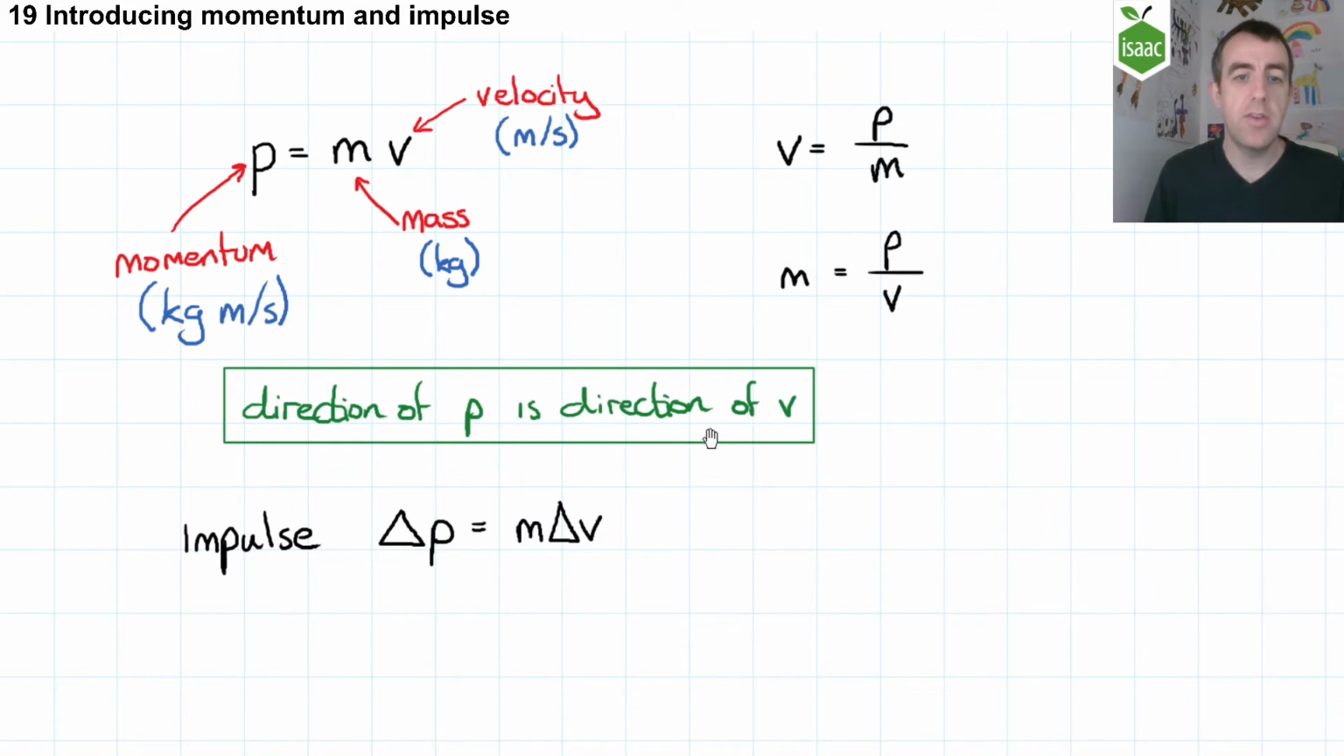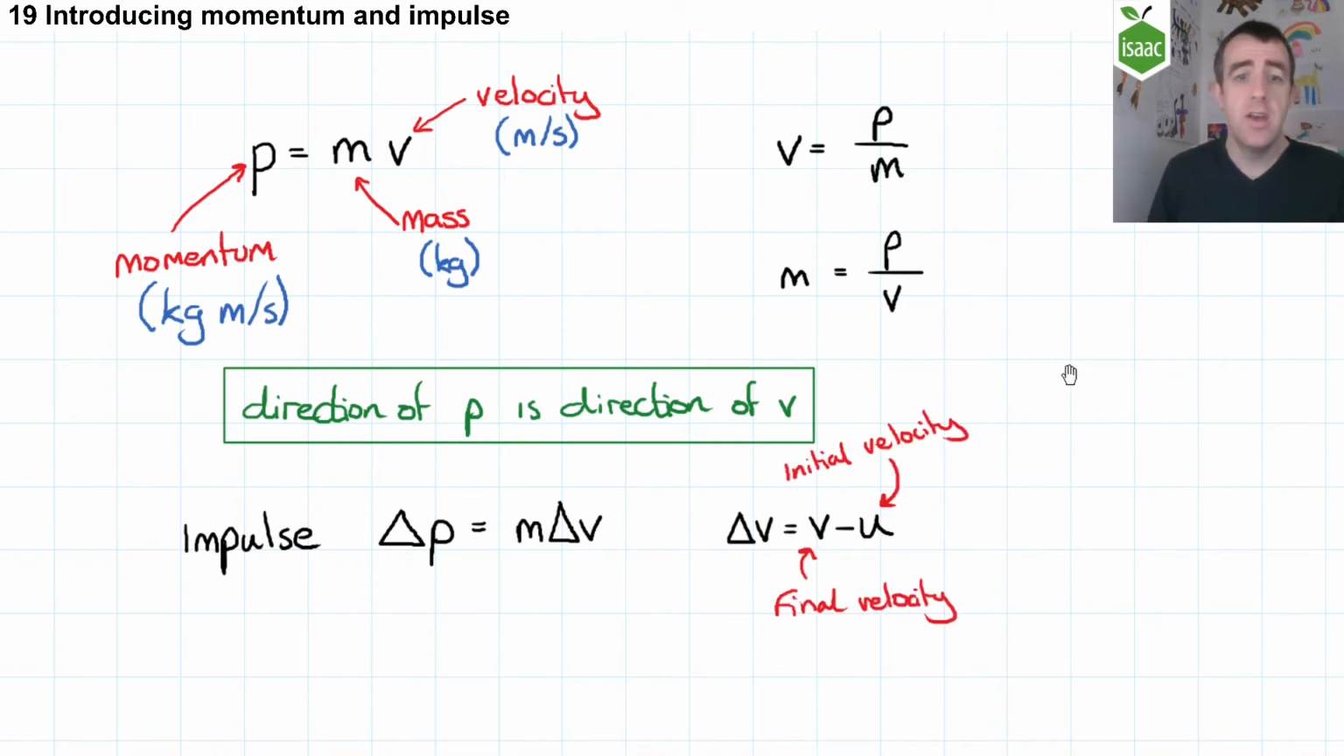Usually, the velocity of the body is what changes when you apply a force, rather than the mass of the body. The mass would be constant. And so we could say the impulse is equal to mass multiplied by a change in velocity. A change in velocity is the final velocity of a body minus the initial velocity of a body.